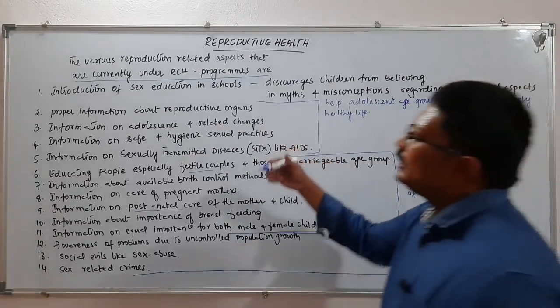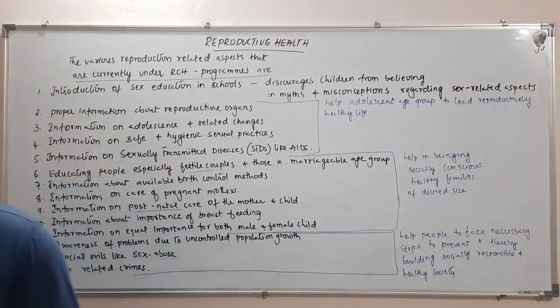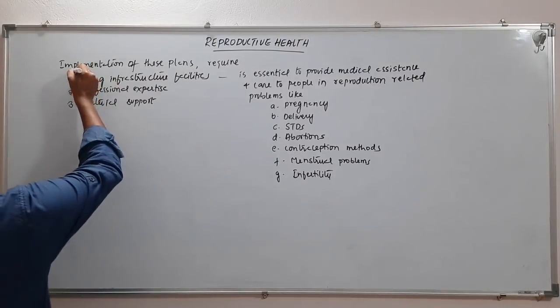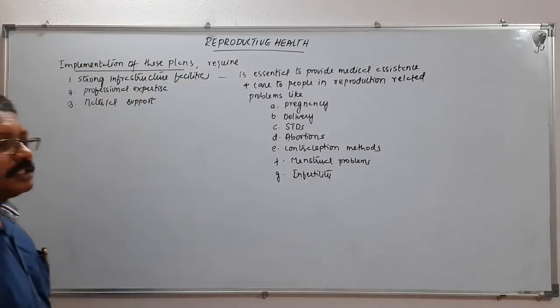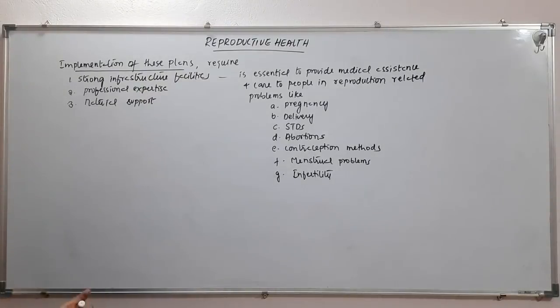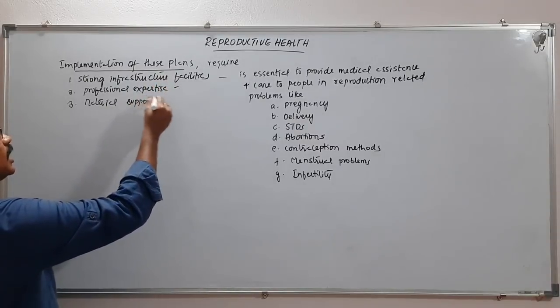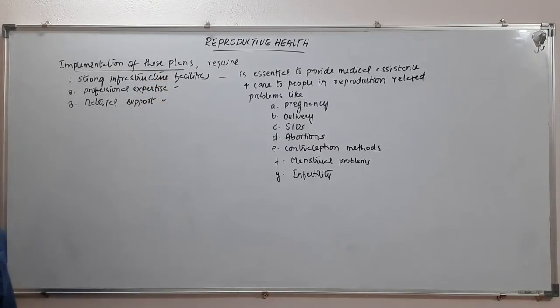So here these are the various programs that are carried out under these RCH programs, and they are trying their best to bring out a reproductively healthy society. Implementation of those RCH programs requires strong infrastructure facilities. They require even professional expertise, and even material support is required.